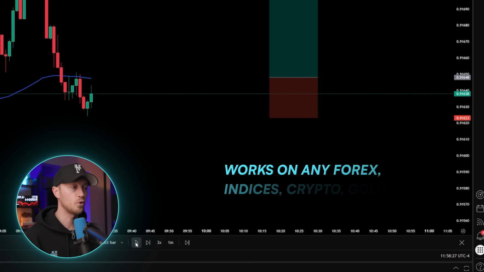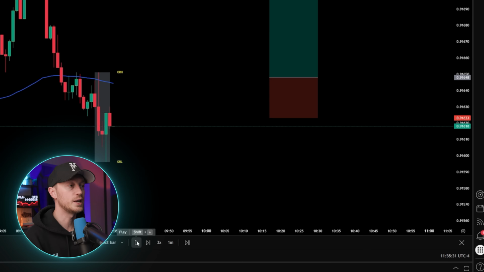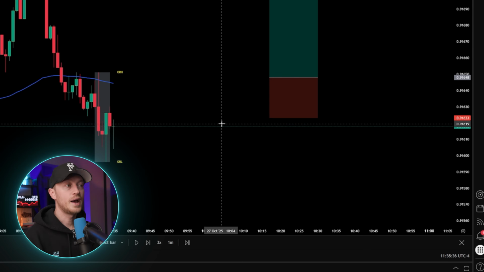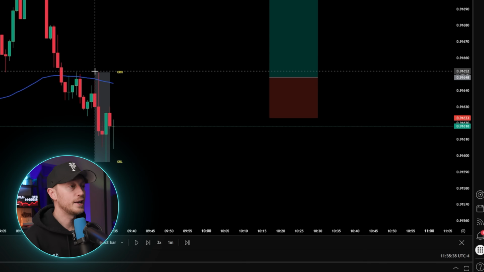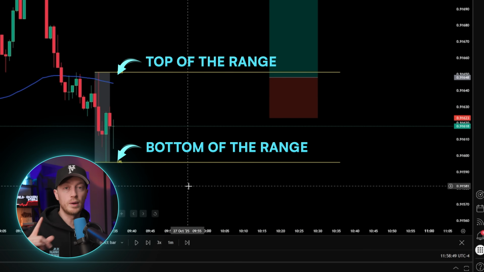Now, let's zoom in a little bit here. This works on any Forex pair, any asset. The first thing that we're doing is we are setting the range for the day. That range is just 5 1-minute candles or 1 5-minute candle. We set the top of the range and we set the bottom of the range. Then come to the 1-minute time frame.